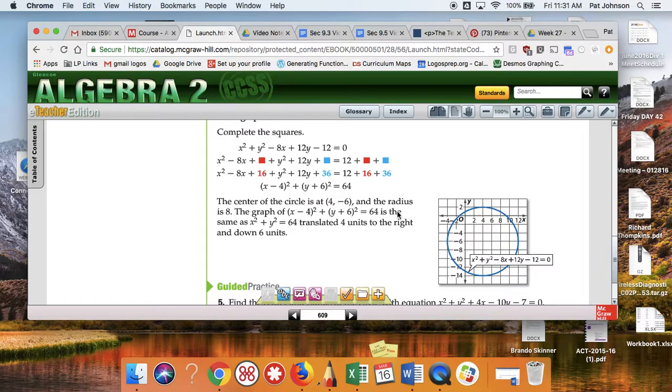So now I can go graph my center. I'm going to graph 4, -6. And then I'm just going to go to the left 8 units. So 2, 4, 6, 8. And then I'm going to go to the right 8 units. And I'm going to go up 8 units and down 8 units. And then I'm going to connect my dots. And that's how you graph a circle. It's pretty simple, pretty basic.